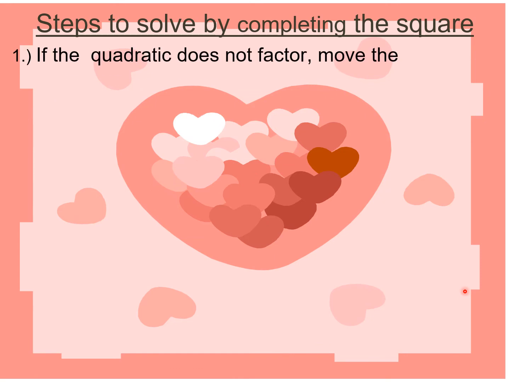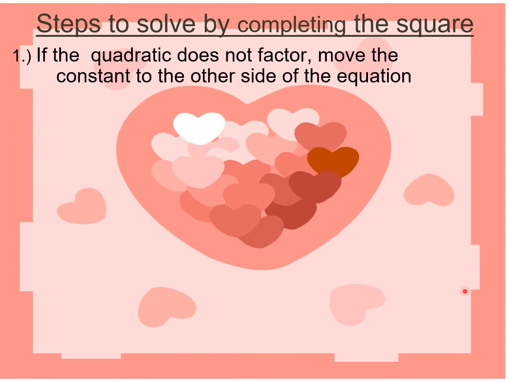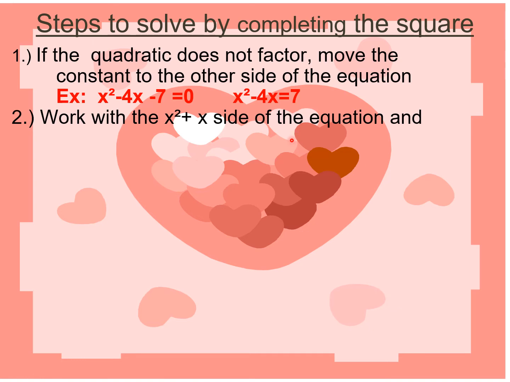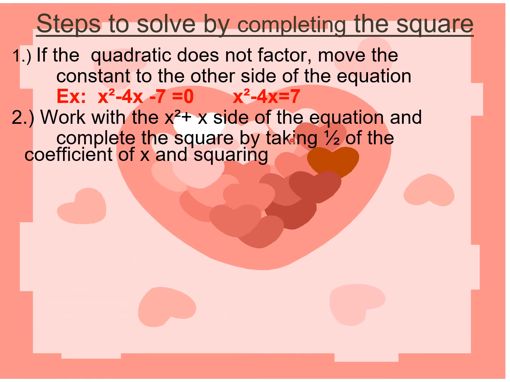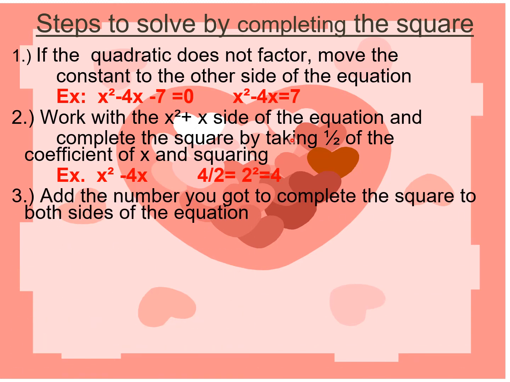So, steps to solve completing the square. If the quadratic does not factor, move the constant to the other side of the equation. For example, x squared minus 4x minus 7 is equal to 0. So, yung negative 7 ililipat doon sa kabila. So, magiging x squared minus 4x equals 7. So, complete the square, taking 1/2 of the coefficient of x and squaring. So, negative 4 divided by 2, that is negative 2. Negative 2 squared, that is 4.